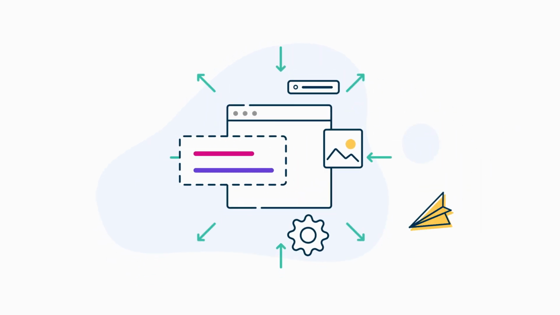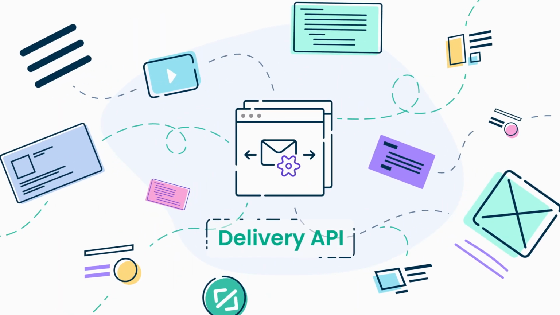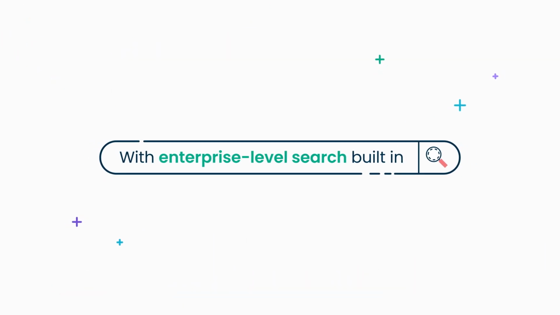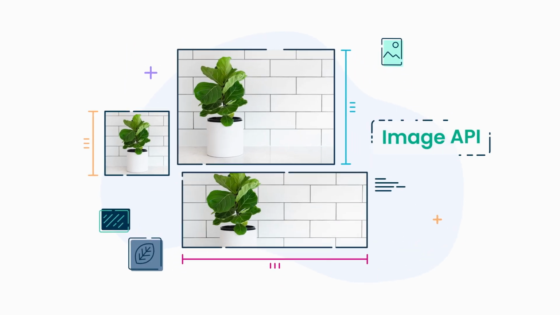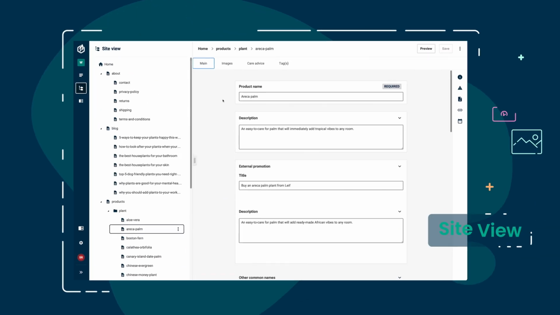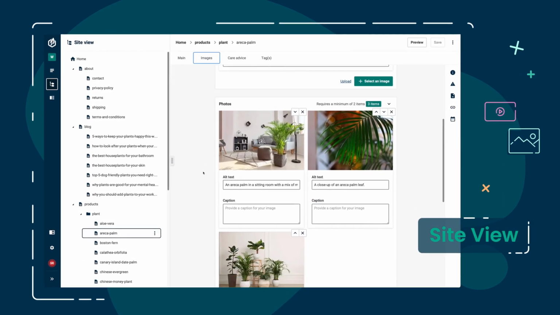Easily build integrations between your favorite services. Use our delivery API to push content anywhere at scale and speed with enterprise-level search built in. Optimize and transform images in modern formats with our image API. Create and manage your site's structure and navigation using Site View.